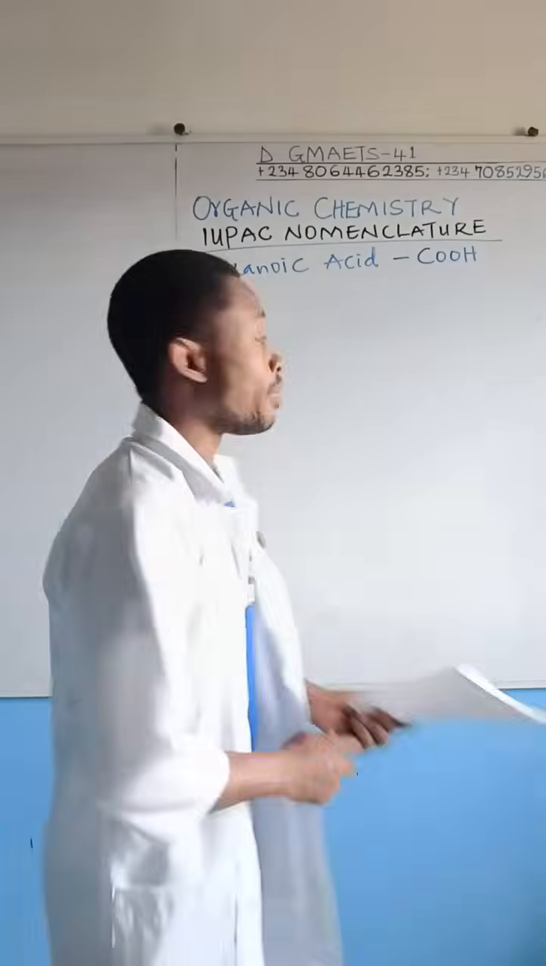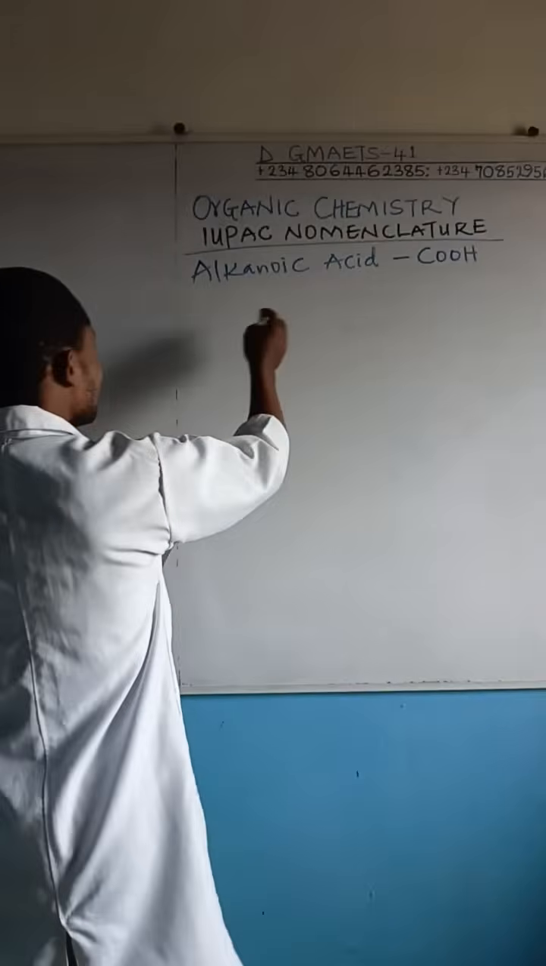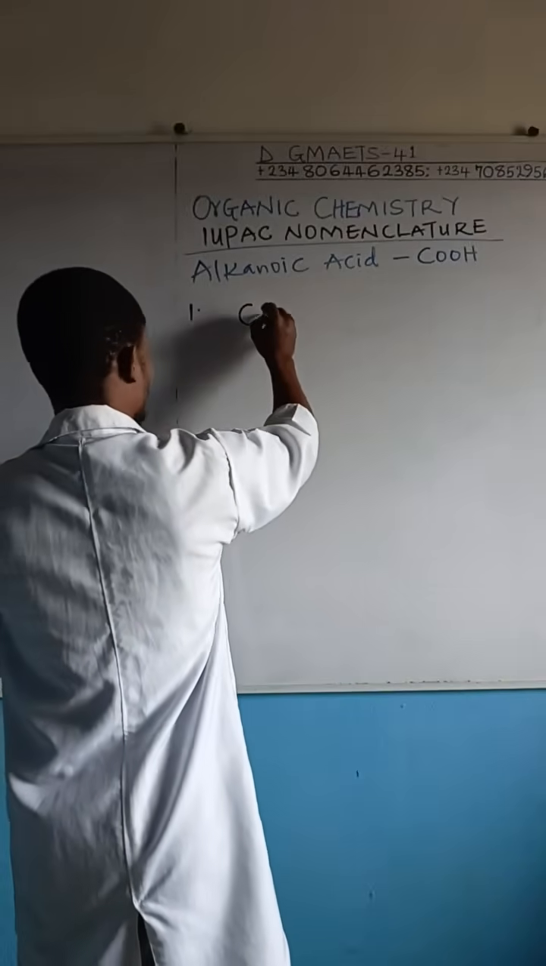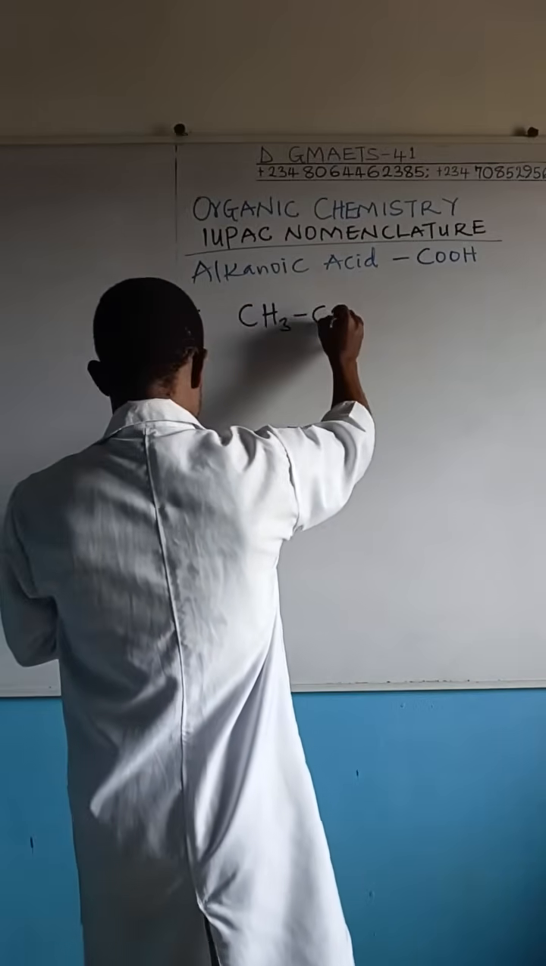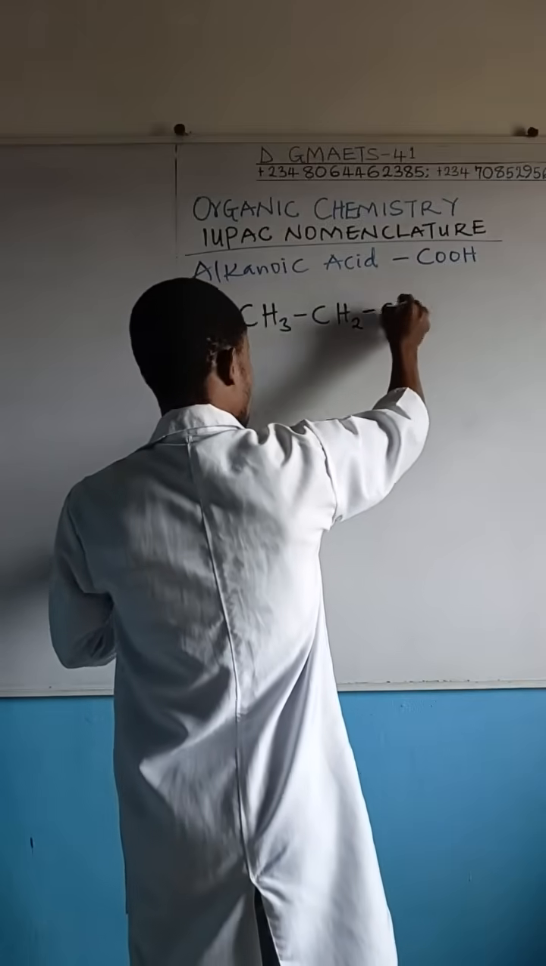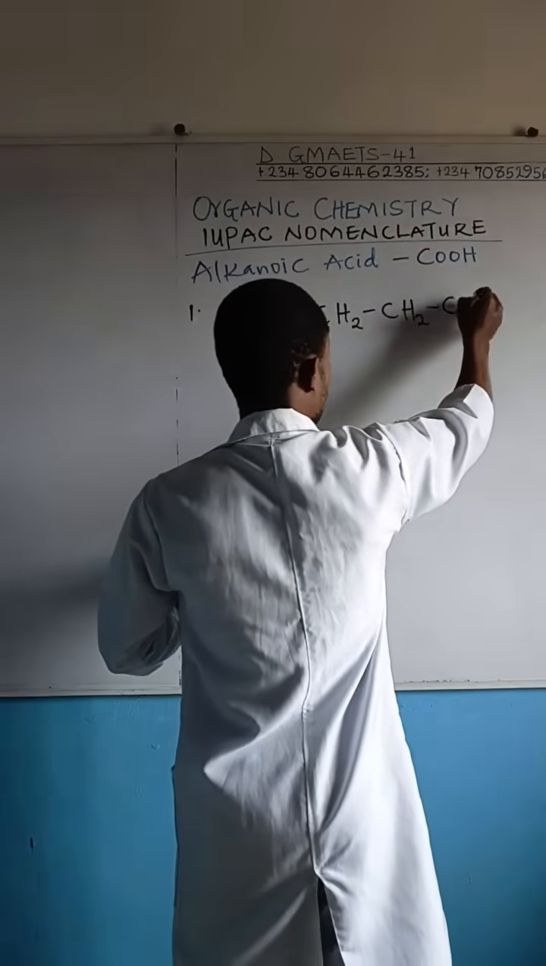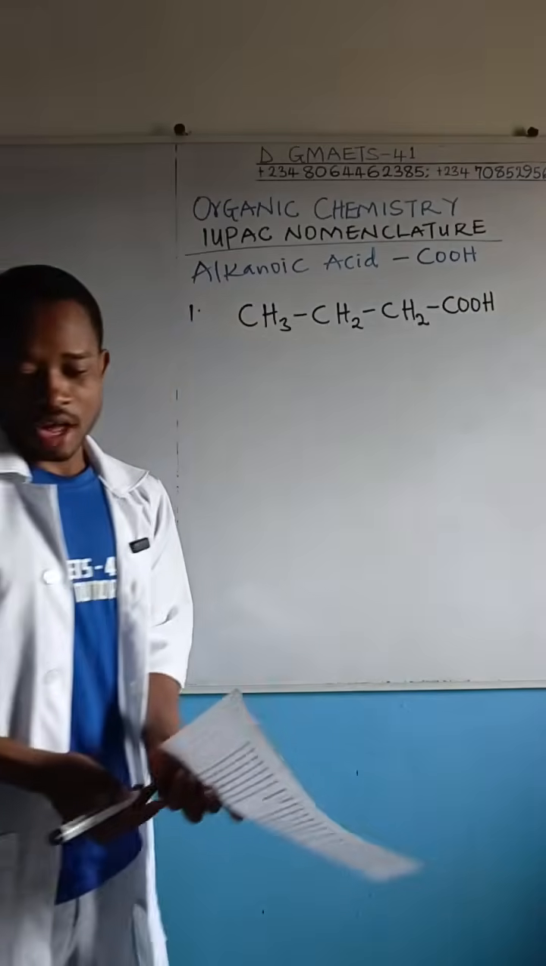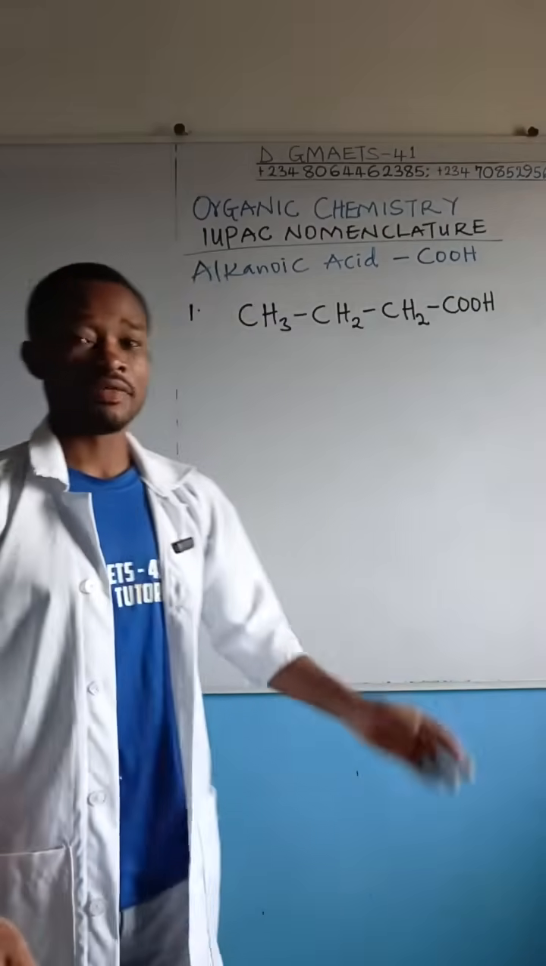So without wasting time, I have this particular structure. Let's just look at this one. Number one, we've got something like this: CH3, CH2, CH2, and then COOH. What is the IUPAC nomenclature of this compound?